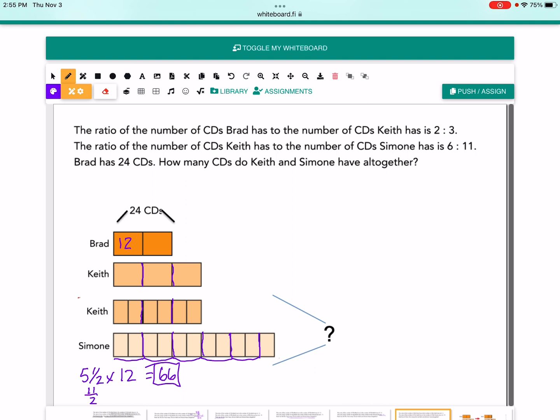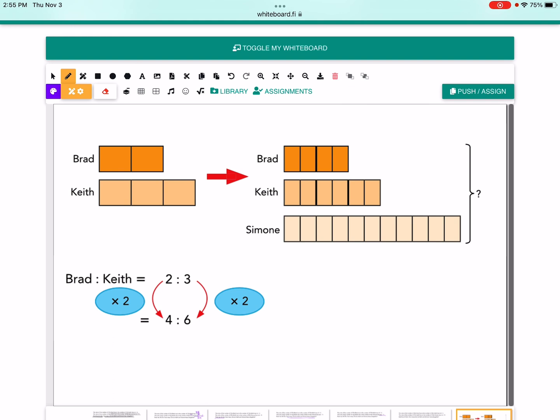And guess what? There's even another way to look at this. So let's take a look at the relationship between this ratio and this set of ratios right here, okay? So Brad's to Keith's is 2 to 3. And if we multiply both of these terms by 2, well, 3 becomes 6, and 2 times 2 is 4. So our new relationship is 4 to 6. And we can achieve that just by putting some dotted lines down the middle of our bars, right? So that means that Brad now has 4 units and Keith now has 6 units, which is what we saw represented when the problem was talking about the relationship of Keith's to Simone being 6 to 11, right? So the ratio now of Brad's to Keith's to Simone's is 4 to 6 to 11.